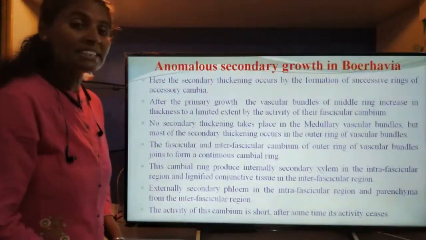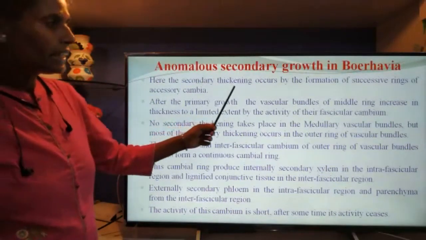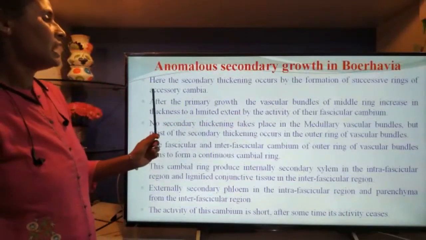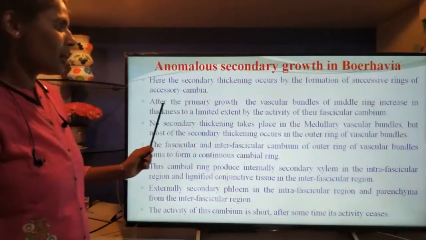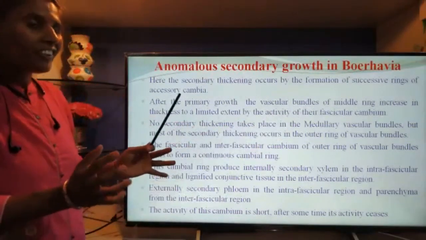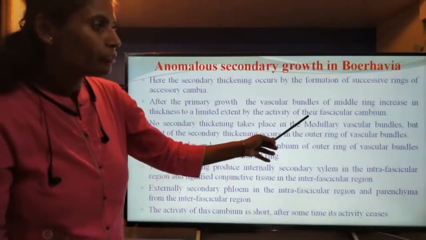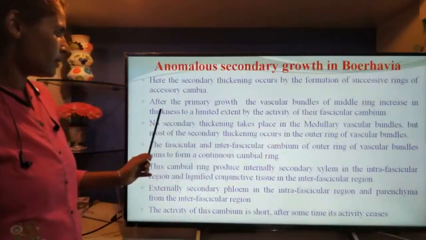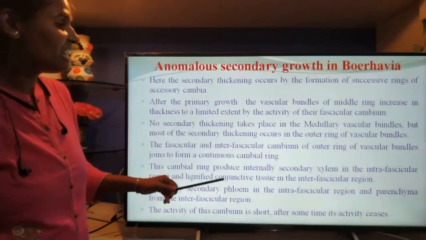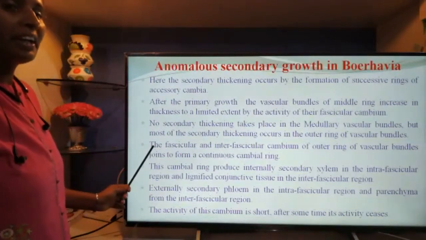Coming to the anomalous secondary growth in the case of Boerhaavia, here the secondary thickening occurs by the formation of successive rings of accessory cambia. After the primary growth, the vascular bundles of the middle ring increase a little bit in size, to a limited extent, by the activity of their intrafascicular cambium. There is no secondary growth observed in the second layer or middle layer of the vascular bundles, whereas the outer ring exhibits the secondary growth.